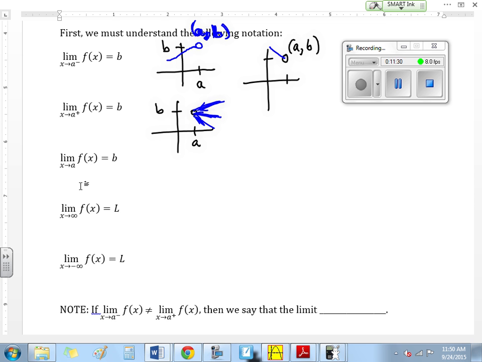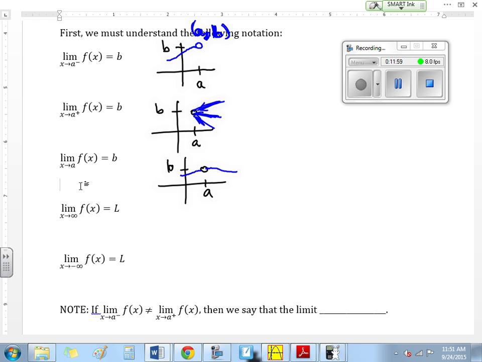All right, so like this. Here's the point AB. Remember, it doesn't have to be in the first quadrant. I'm just doing that for my example. And the graph comes from both sides. So this is called a two-sided limit. If there's no superscript, like a plus or minus, to tell us which side to come from, we have to assume it means both sides. Okay, this is not hard then, right? It's just new notation.